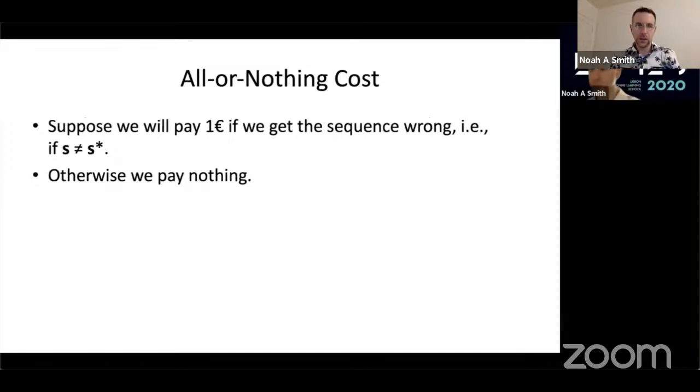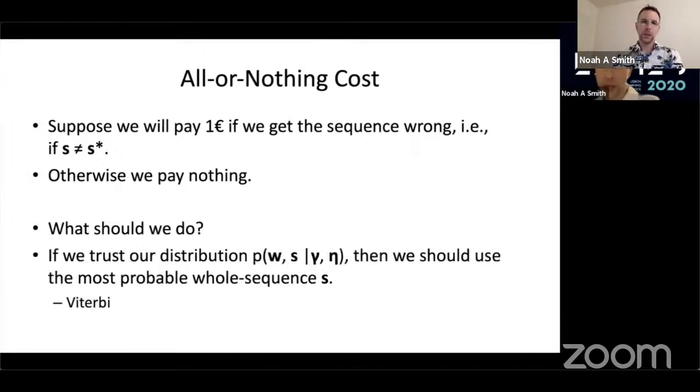So here's the first version of cost. Suppose that if you get the sequence wrong at all, even one word, if you don't get it 100% right, you pay €1. Otherwise, you pay nothing. This is called all or nothing, because you either get it all right and you pay nothing, or you get it even a little bit wrong and you pay a full €1. And so here's my claim. I'm not going to offer a proof, but there is one. If you trust the distribution given by the HMM over words and state sequences, then you should use Viterbi decoding.